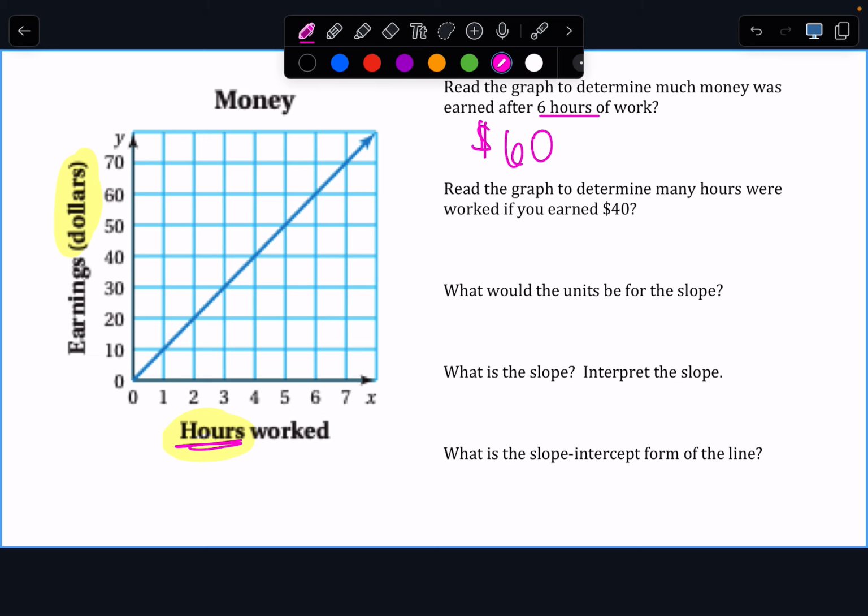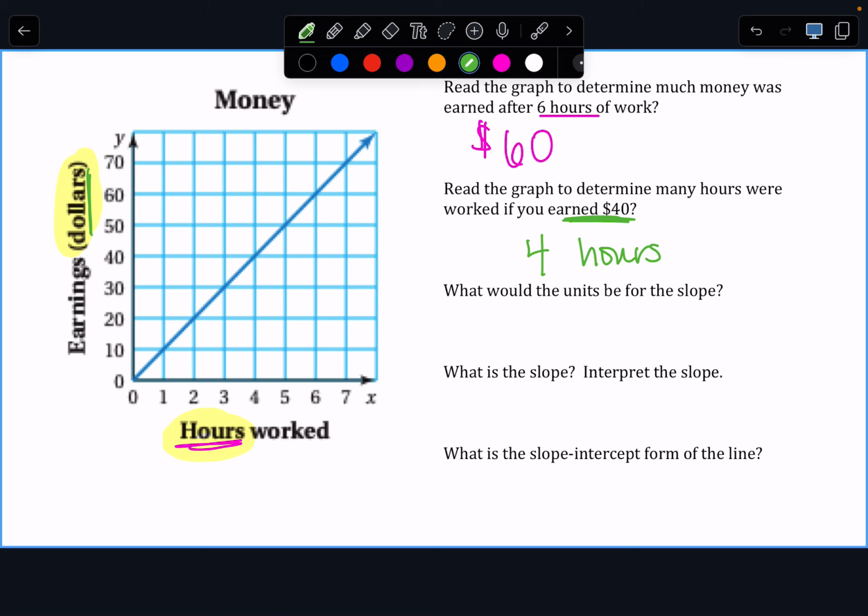Same thing here. Now I want to know how long it'll take me to earn $40. Well, $40, that number's over here. If I look at the coordinate, what's the hours? 4. Do you see how it's 40 down here?